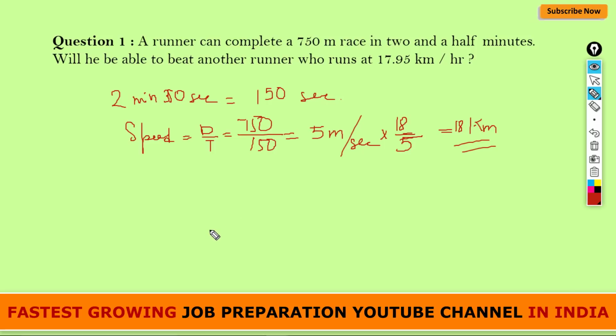So will he be able to beat another runner? What is the answer? The first runner can beat the second runner because the speed of the first runner is more. So I hope you have got this.